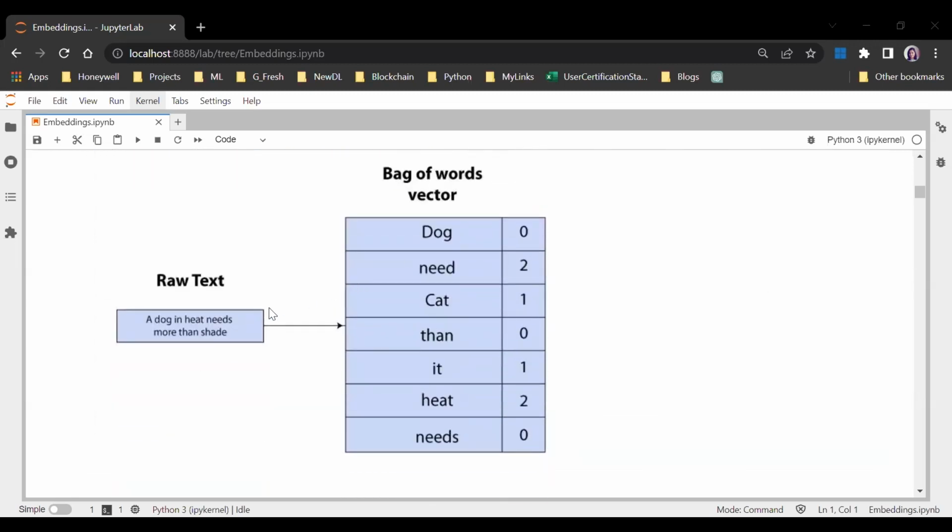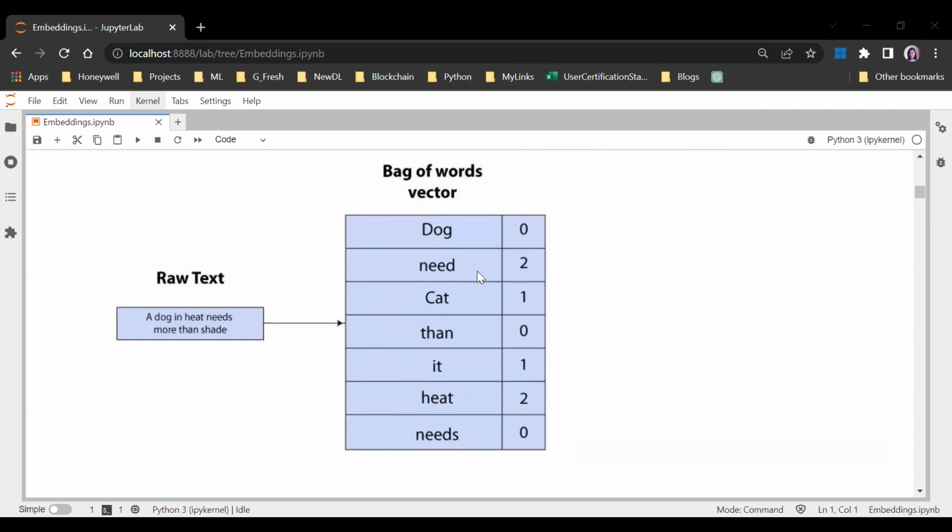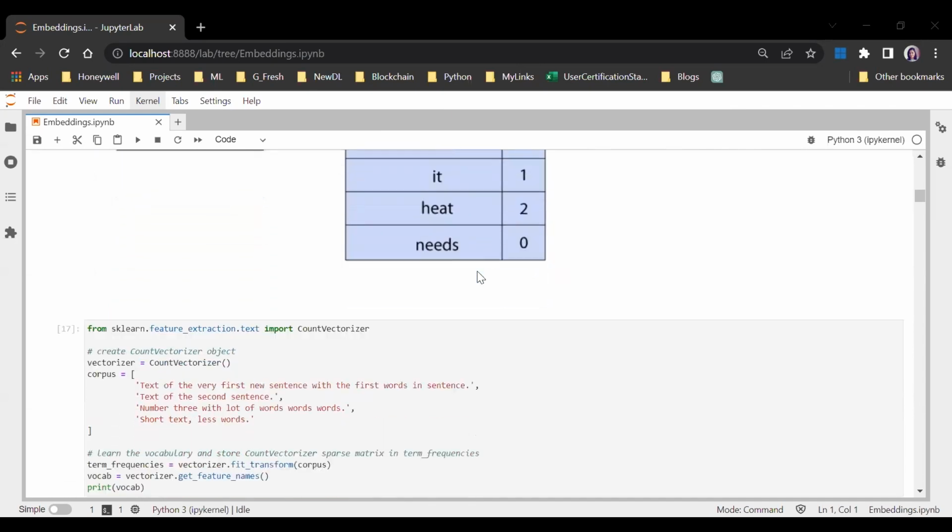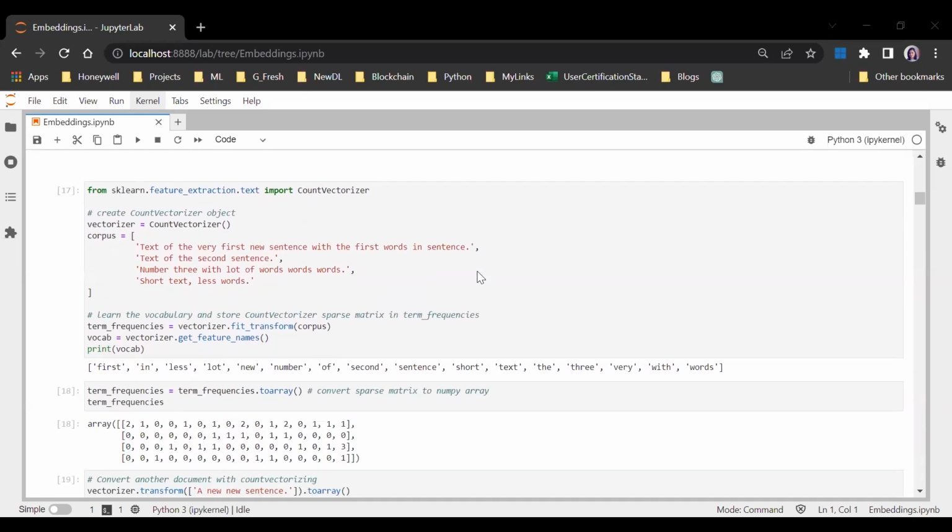So let's say we have a text called "a dog in heat needs more than shade." Here we see that some of the words might occur more, and we can represent those words with the actual count, or the frequency of occurrence for that particular word, instead of one. Now, here is a small code snippet showing how we can use the scikit-learn library to generate these one-hot encoding vectors, as well as the bag of words vector.